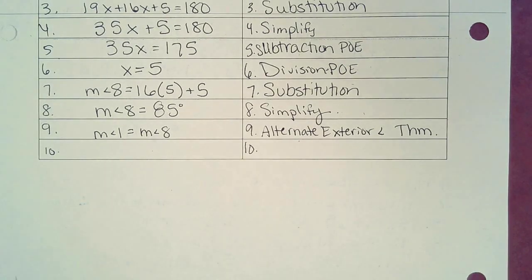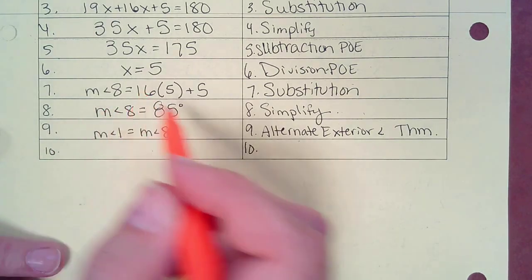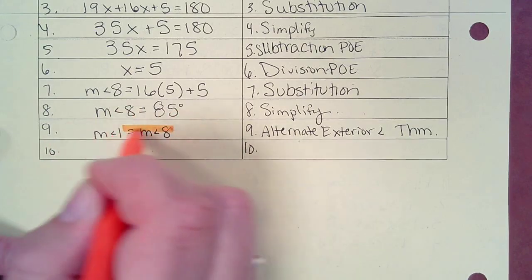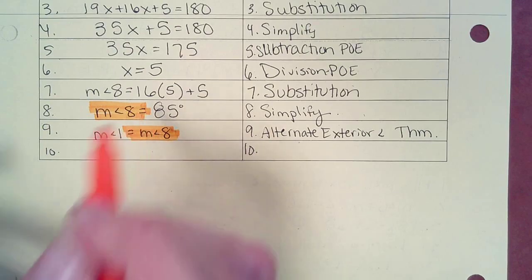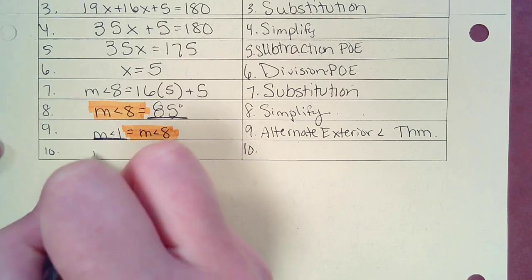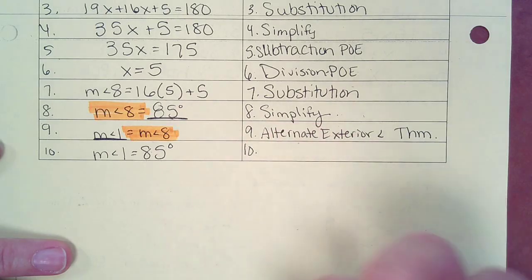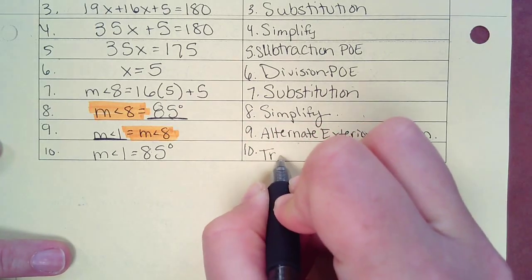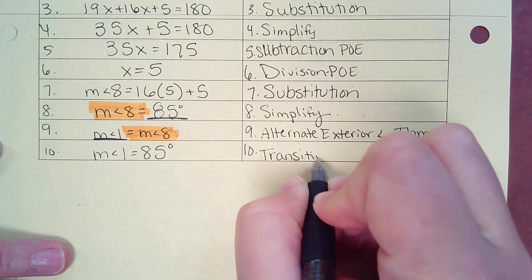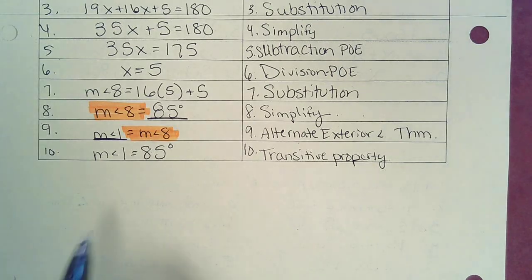Step 10, okay, I would accept substitution because we are just changing one side of the equal sign. However, measurement of angle 8 is set equal to two different things. So now I can set these opposite sides equal to each other. So measurement of angle 1 equals 85 degrees. This is transitive property. However, because we're just plugging in the 85 degrees, I would also accept substitution here.